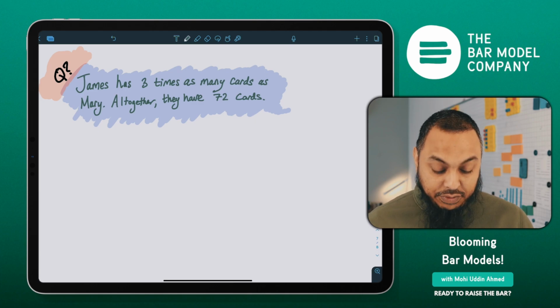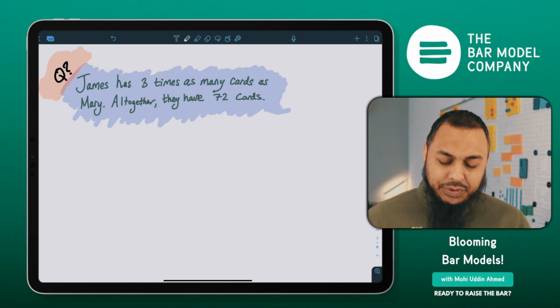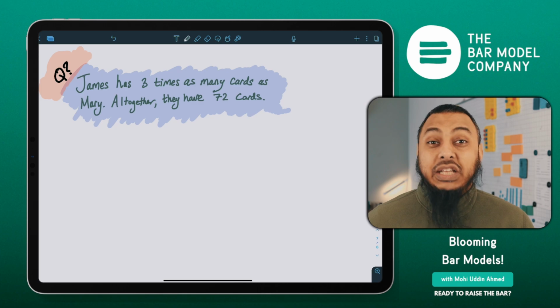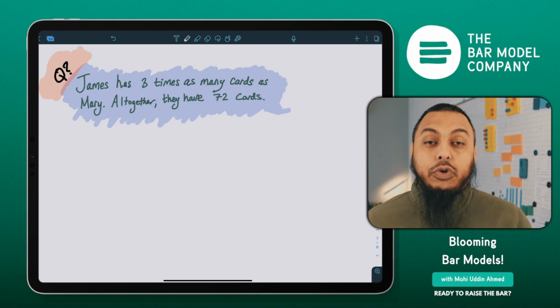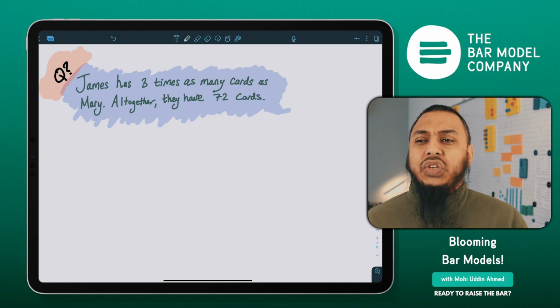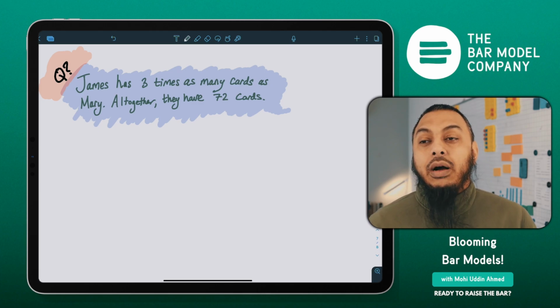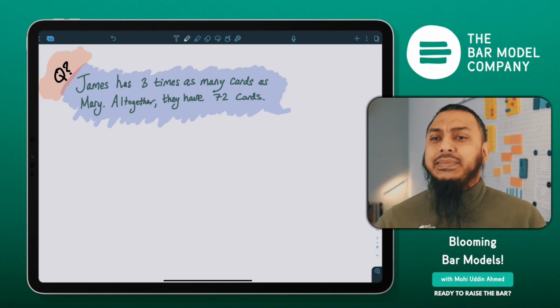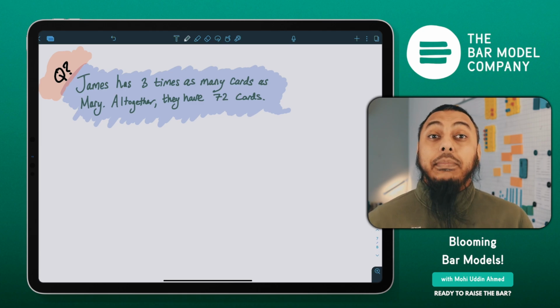Okay, so let's have a look. So James has 3 times as many cards as Mary. How am I going to introduce this to my class if they're stuck, if they're not sure, they've never seen the bar model approach? How am I going to suggest using the bar model approach? Well, I might start with asking, who's got the least amount? Does James have more or less cards than Mary? James has 3 times as many, so that means James has more, right? So Mary has the least amount.